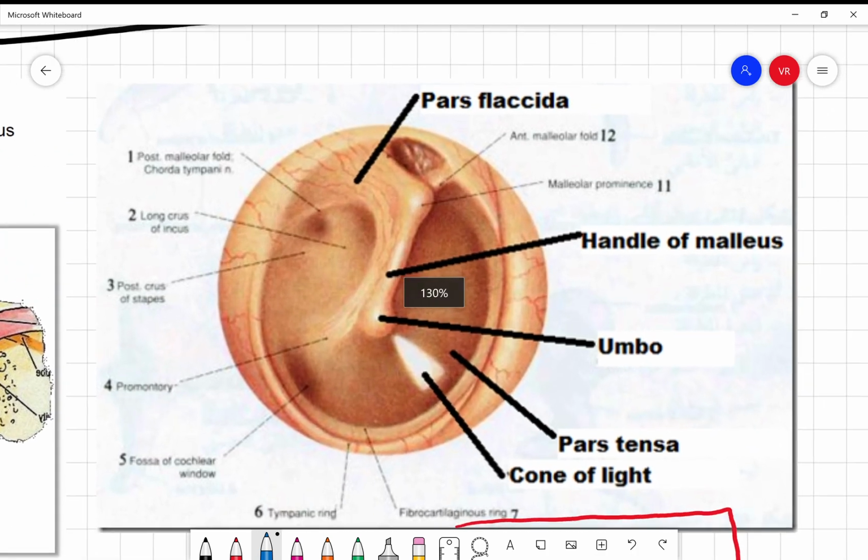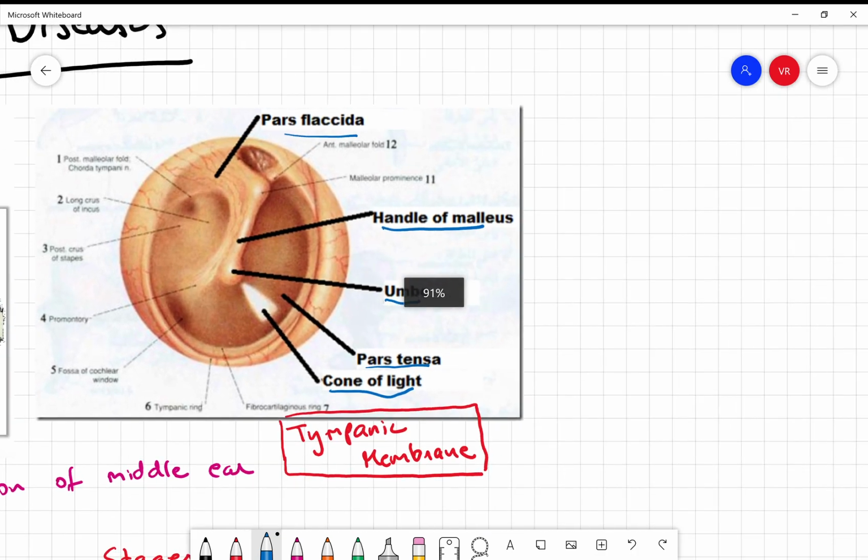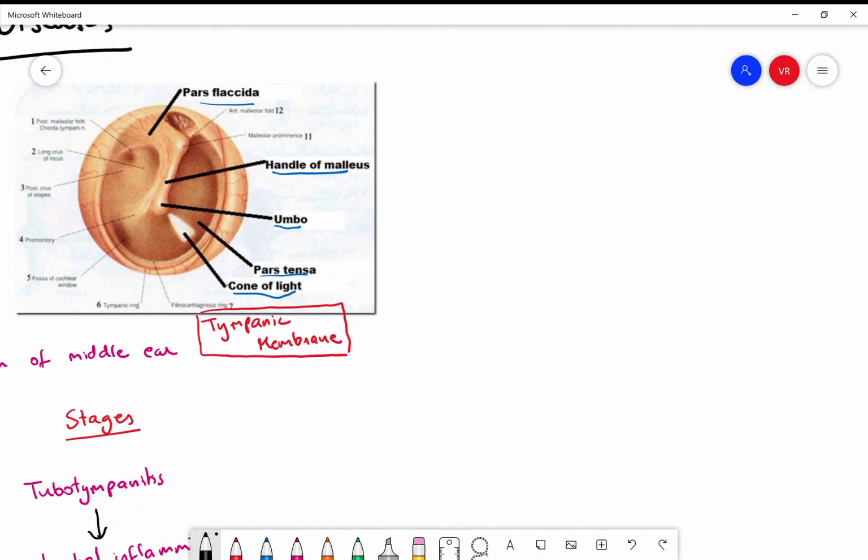Moving on to the tympanic membrane. So the important anatomical locations you need to know are the umbo, the handle of the malleus, the cone of light, and pars tensa and pars flaccida. So I would teach you how to draw the tympanic membrane. Say I want to draw the right tympanic membrane. You're supposed to draw an oval curving towards the right.